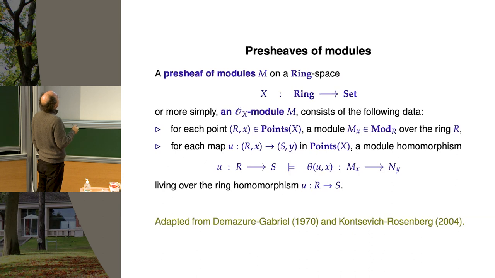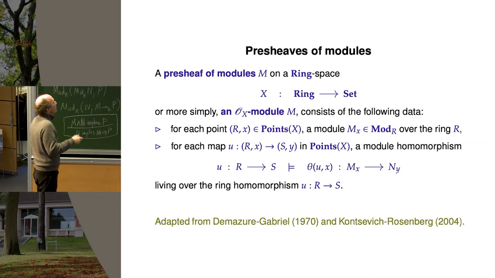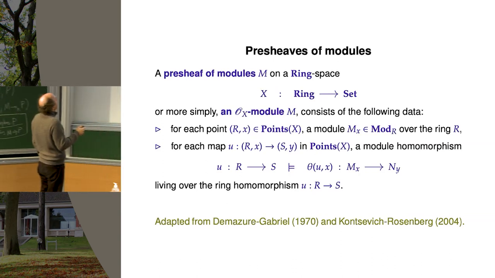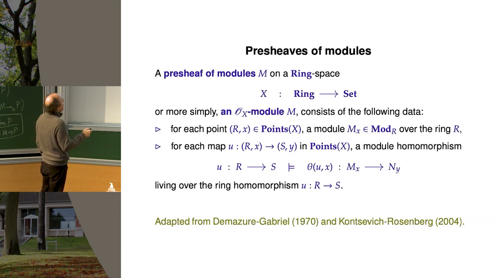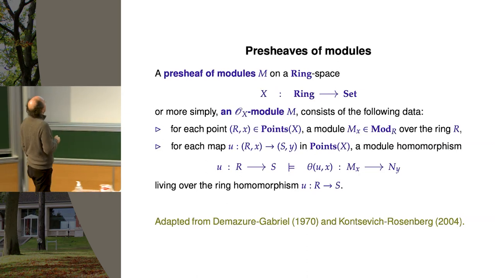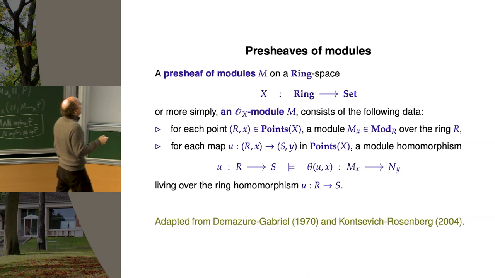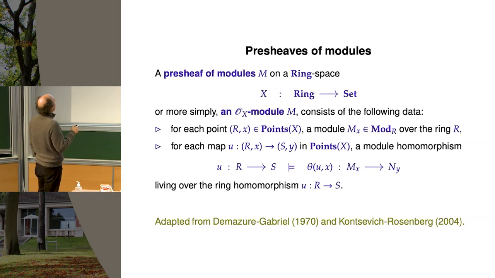And what is very nice is that we can define, and this is in particular in this work here, but here I take the definition typically from Demazure-Gabriel, a presheaf of modules on a ringed space. What is it? It's the data, for each point Rx, of an R-module. So the idea is that every point of shape R in X comes equipped with a module with the same underlying ring. Each point is equipped with a module of the same shape, you could say. And now each map in the category of points induces a module homomorphism from Mx to Ny above this homomorphism of rings. Okay, and that's it.